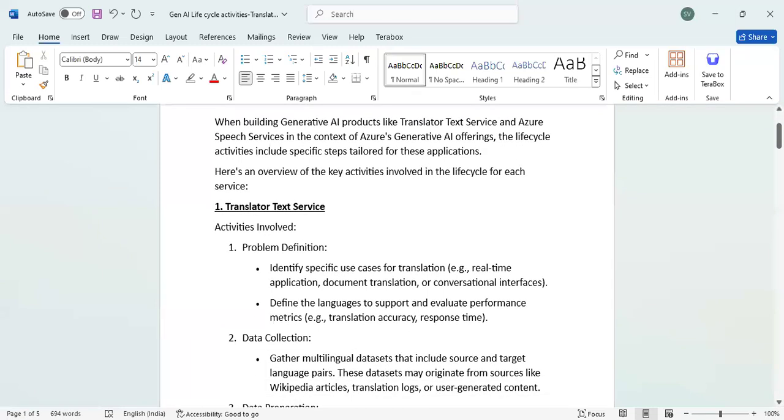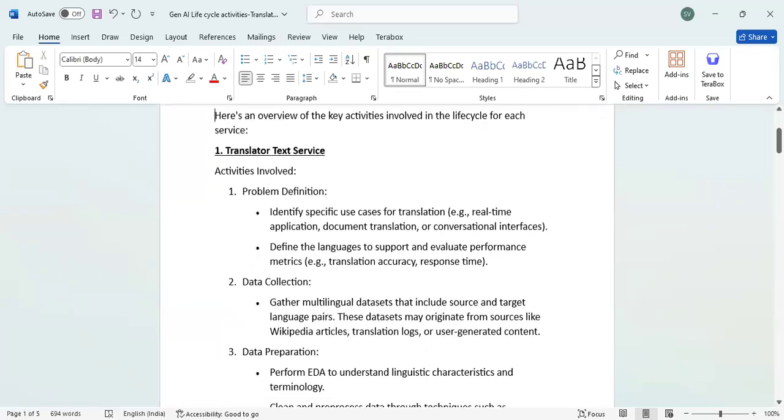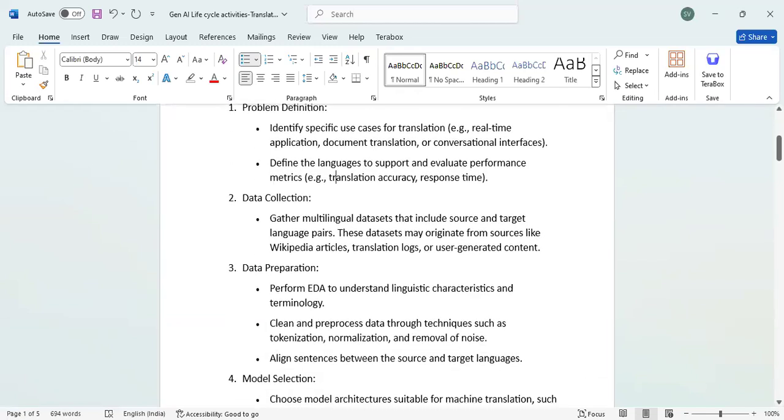For translator service, let us see. Activities involved are problem definition. What we are doing at this phase: identify specific use cases for translation. Example, real-time application, document translation, conversational interfaces. You have the clarity with this because you have prepared the use cases. You need to pull that into a document under the problem definition section. Then define the languages to support and evaluate performance metrics like translation accuracy, response time, all these things. So yes, you have the idea. Now you need to put them in documentation.